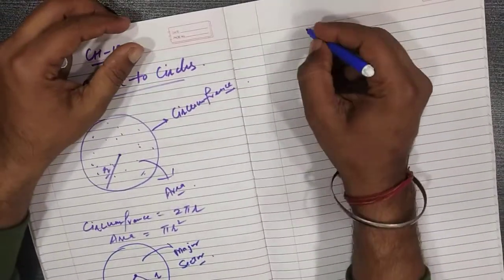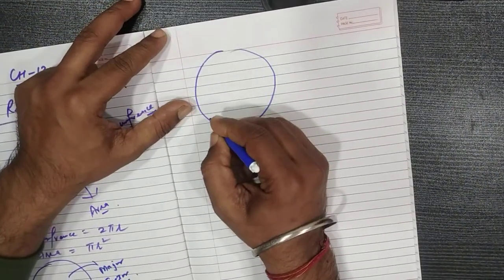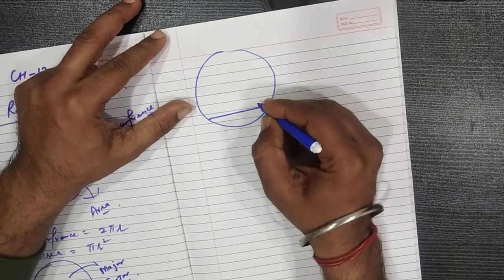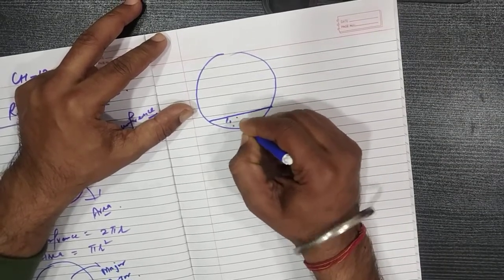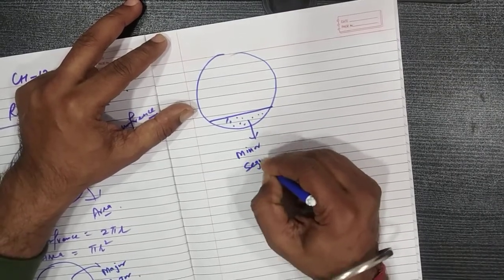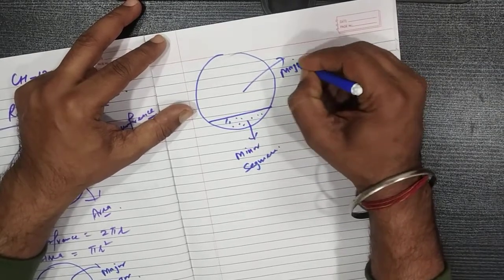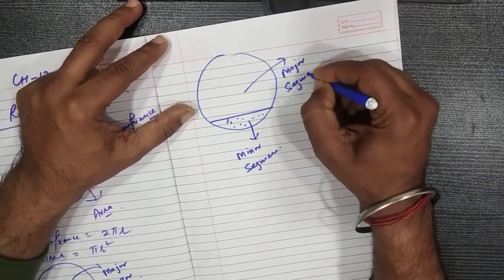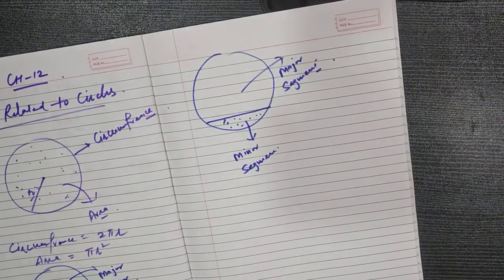Now we'll discuss the segment. Now suppose I take this chord here. Now this part is known as the minor segment, and the rest of the part is known as the major segment of the circle. So minor segment and major segment of the circle.